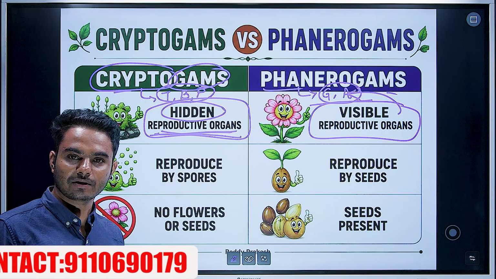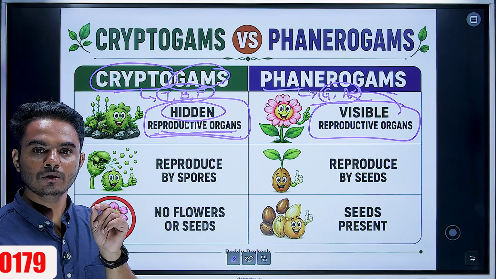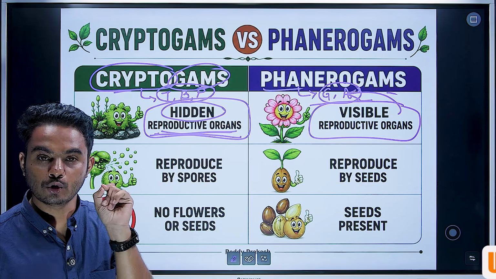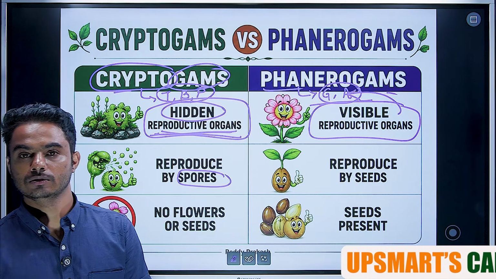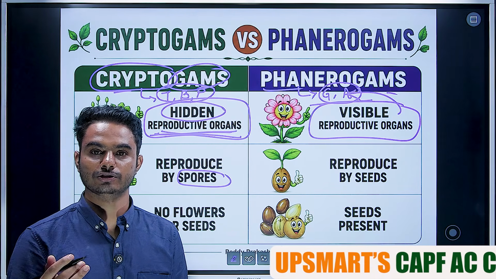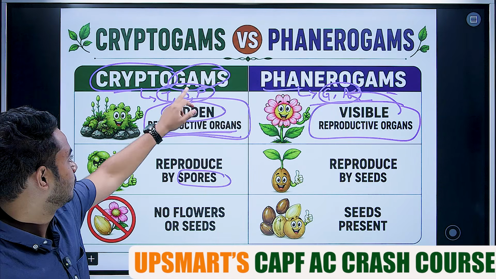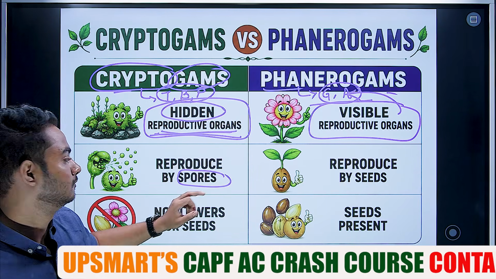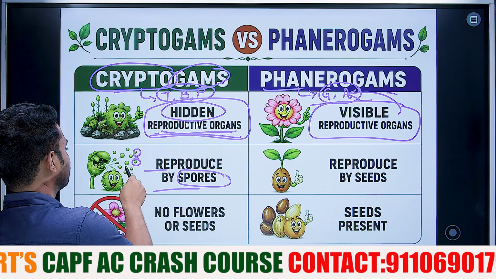Sir, you are telling you can't see the gametes, you can't see the seeds. That means seeds are not there? Seeds are there, but you can't see them. It refers to seeds being in the form of spores. I told you the ways of reproduction, asexual reproduction. One of them is spores. Cryptogams reproduce through spores. These will have spores like this.